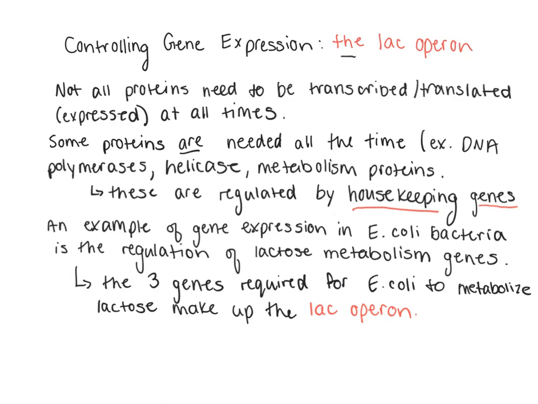So lactose is something that can enter bacterial cells, and depending on whether that lactose is in the cell or not, the E. coli will regulate its gene expression of proteins that metabolize that lactose. That's similar to us, like for humans, we only express the genes that code for insulin when we have glucose in our blood. So these 3 genes in E. coli need to be expressed in order for the bacteria to break down and metabolize the lactose in the cell. So that's why we call it the Lac Operon.